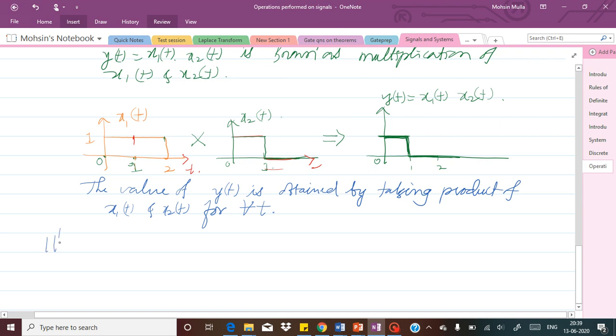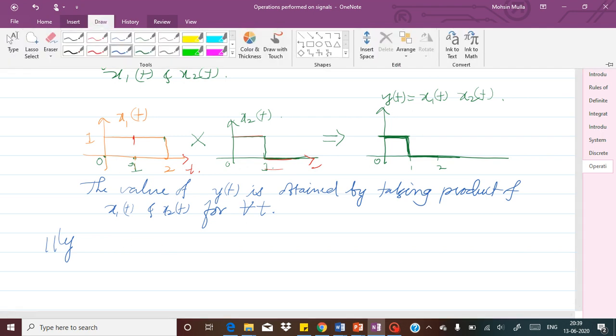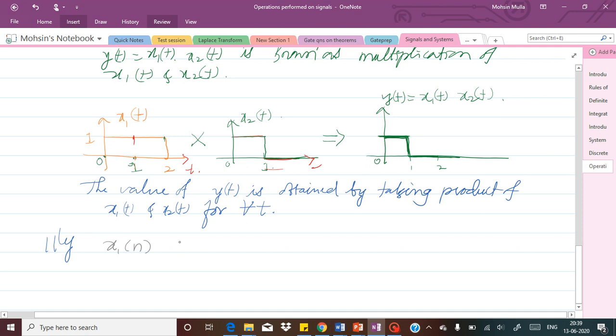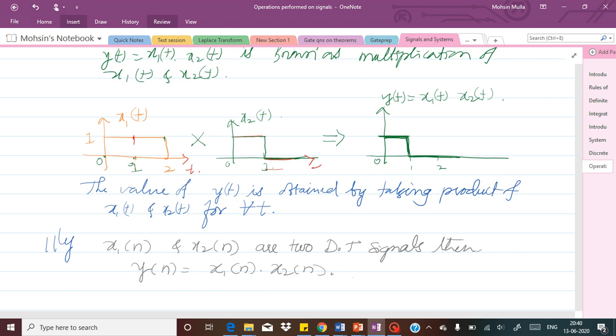Similarly, if you take the discrete time signals x1 of n and x2 of n, two DT signals, then y of n equals x1 of n into x2 of n. So discrete time signals can also be handled as it is, like we did for the continuous time signals.